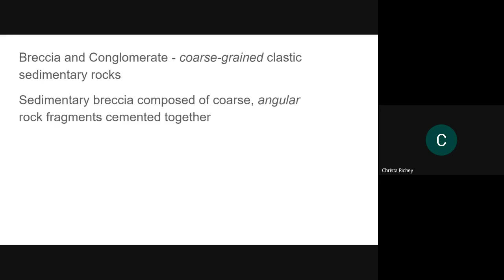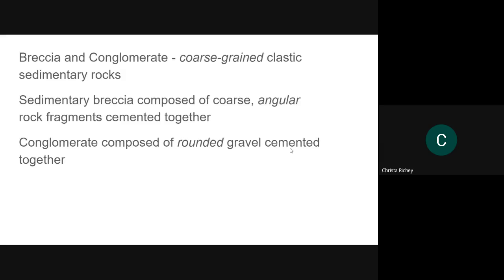Breccia is angular pieces. Means you can see edges. Conglomerate is rounded big pieces. You need to know this specifically for your test next week. That the conglomerate, like if you feel them, they're smooth pebbles. They're small, but they're not sharp. Whereas if the breccia was exposed, not that it would necessarily slice your finger off, but you can feel edges, which means it's angular. And sandstone is a medium-grained set.